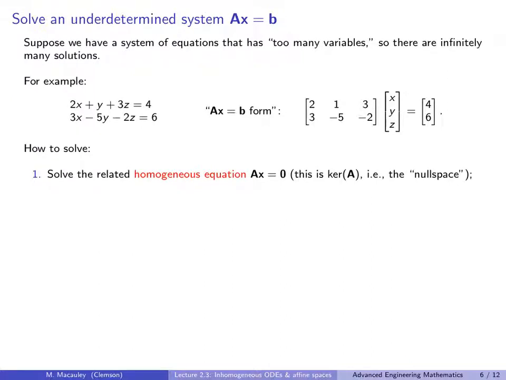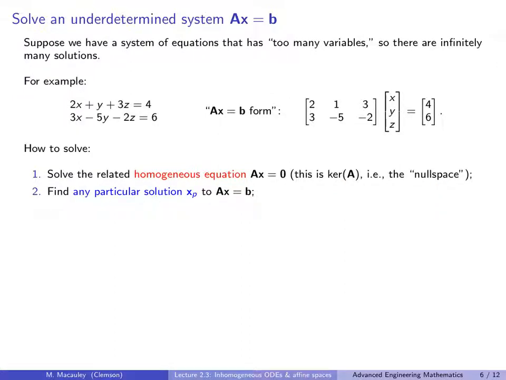So you first solve the related homogeneous equation. So basically you take this AX equals B equation and you set the B equal to 0. So just instead of 4, 6, put 0, 0 in here and solve that first. So AX equals 0, technically you're finding the kernel of A, or the null space. You're looking for all vectors x such that A times x equals 0. That's what the kernel or null space is.